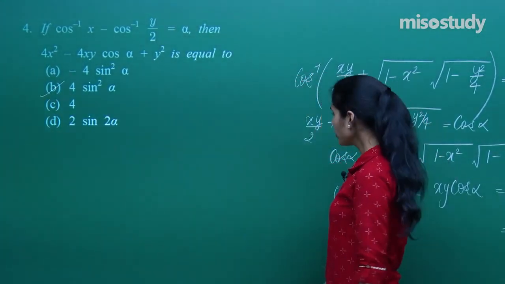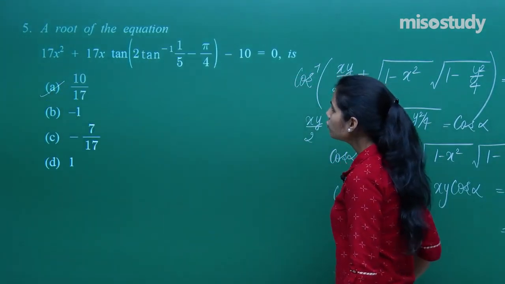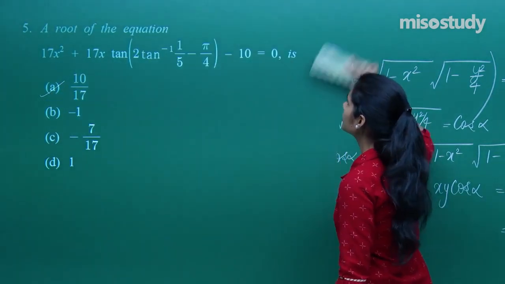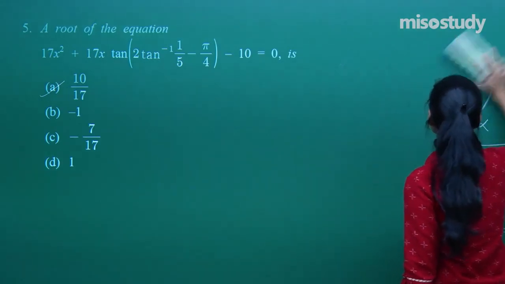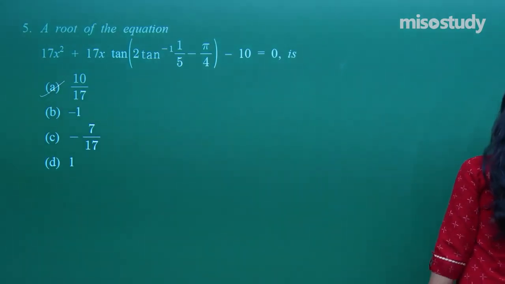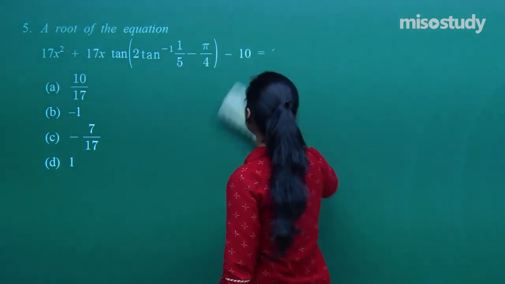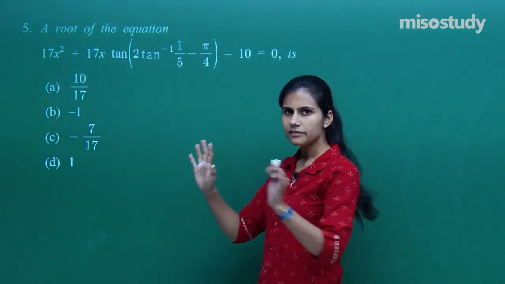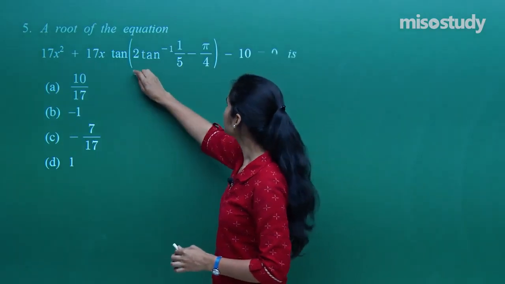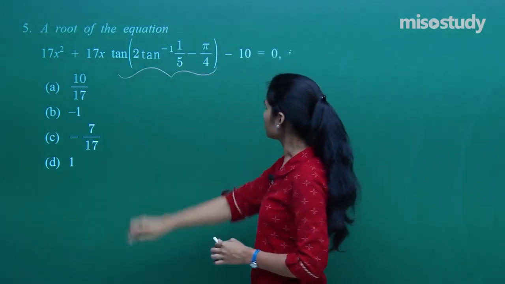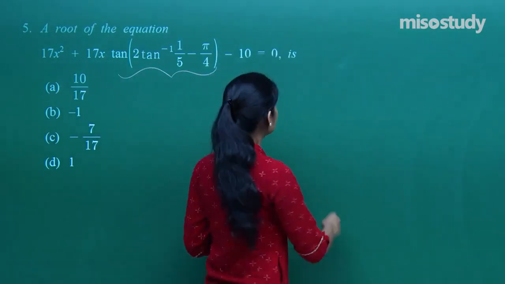Okay? Moving on to the next question, we have a root of this equation. One of the roots you have to tell of this given equation. Let's try to see how we actually compute the root. Now over here everything is comfortable. Everything is in the algebraic format. The only thing which is of trouble is this portion. So let's try to resolve this portion first.